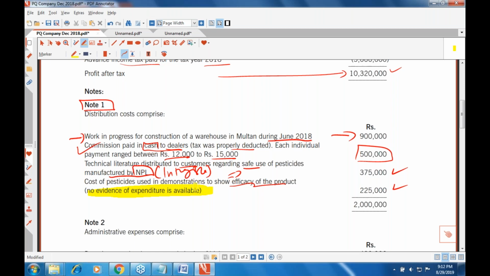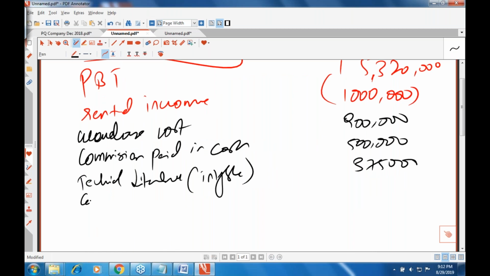So what you need to do is say that the cost of pesticides, which is 225,000, is actually going to be disallowed.